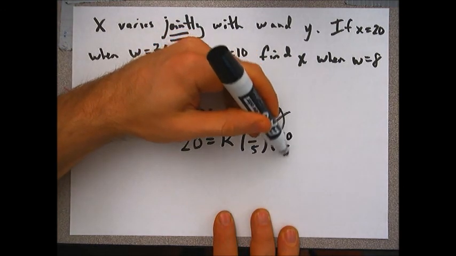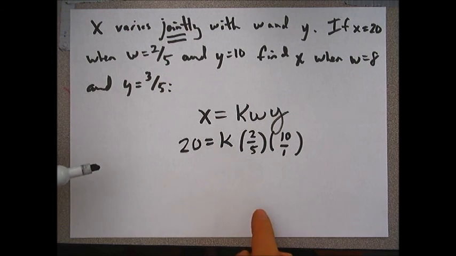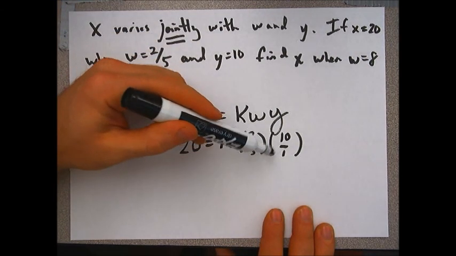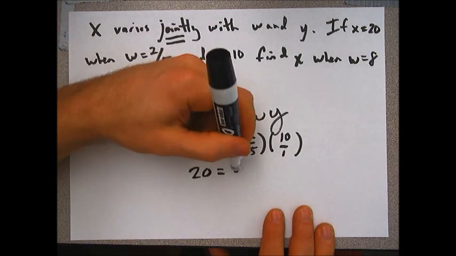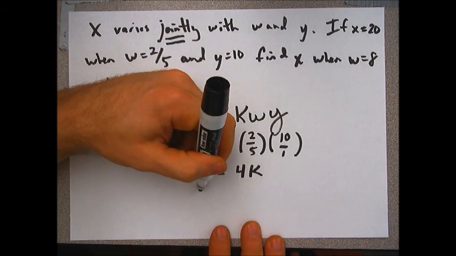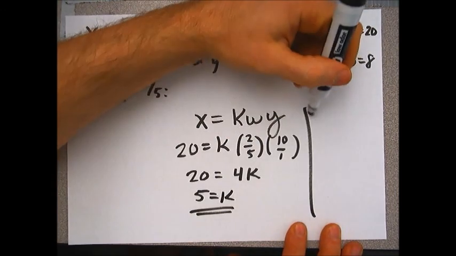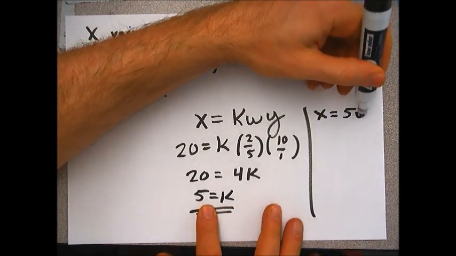So I'm going to call 10 over 1 so that I have fractions. When you multiply fractions, you multiply the tops and the bottoms. The top would give me, and the bottom gives me, and 20 divided by 5 is, so this is 20 is equal to 4k. Divide both sides by 4 and I get, so now we know k. So we start over with our formula, but now we know k is 5.